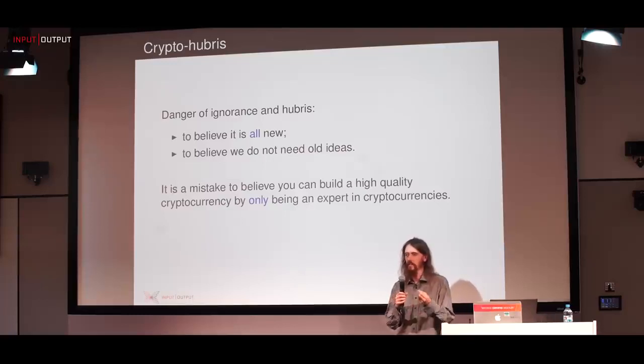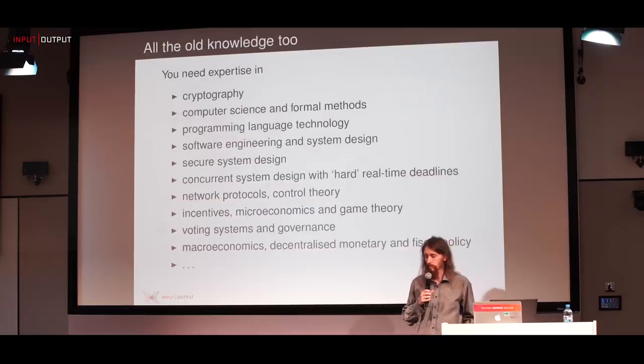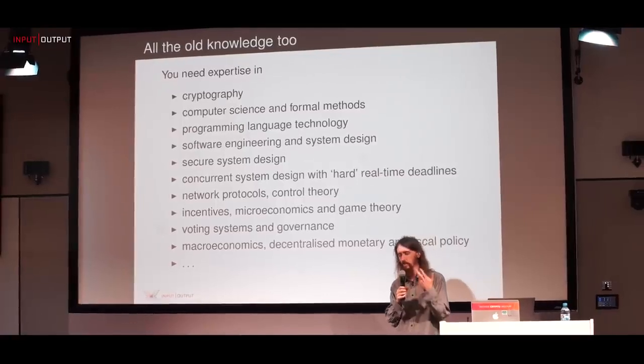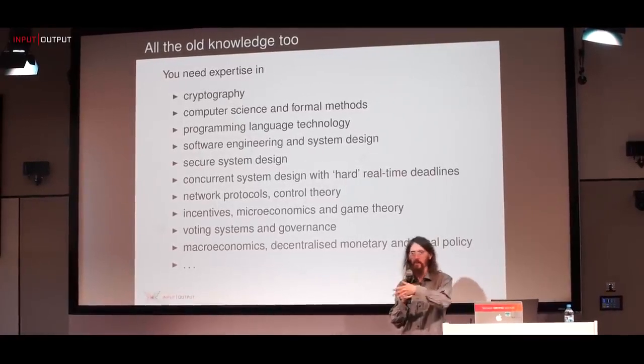So there is a danger of ignorance and hubris. It's dangerous to believe that it's all new and that we don't need any of the old ideas. Actually, we need lots and lots of the old ideas, as well as the new ideas. You need all of it. It's a mistake to believe that you can build a high quality system by being an expert only in cryptocurrencies. You need a large amount of experts in different things. You can't be an expert in all of these things. I'm an expert in maybe two of them. To build a cryptocurrency, you need cryptography, computer science, formal methods, programming languages, software engineering, system design, and so on, and it goes on and on.